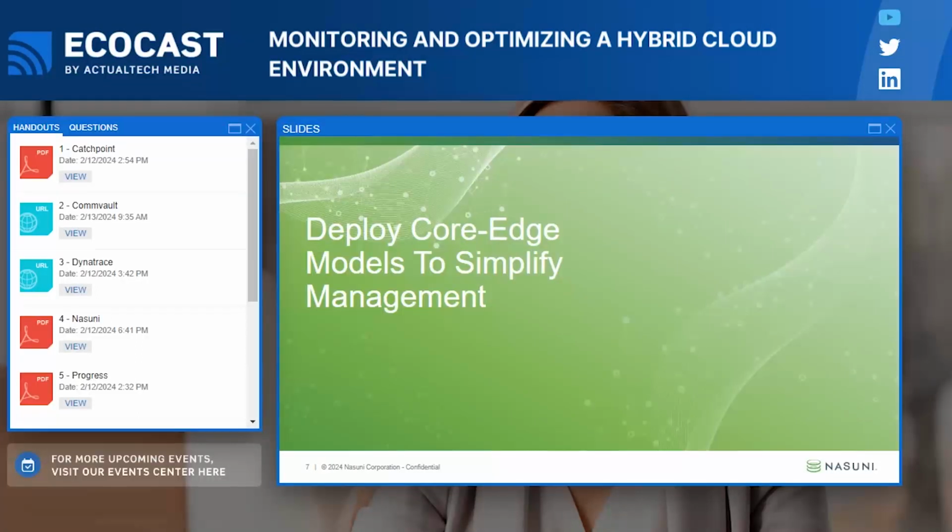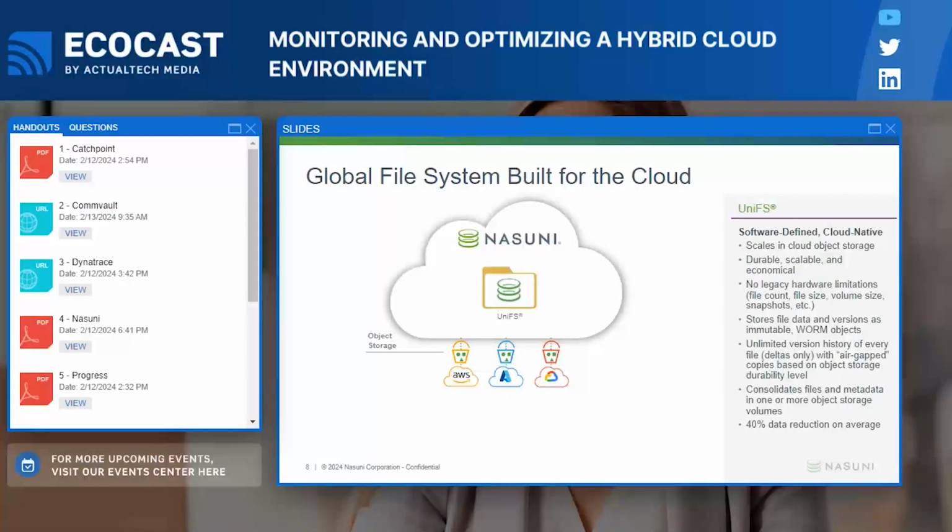So let me go to that first point. What does it mean to have a core edge model? And what does that mean to be able to simplify management? So again, it's a global file system based on object storage. And what that means is that every time I create a file, that file is going to get stored as an object. But it means a little bit more than that as well. Every time I create a file inside of a folder, that folder structure is also going to be created as an object. So I'm creating a file as an object, I'm creating a folder as an object.